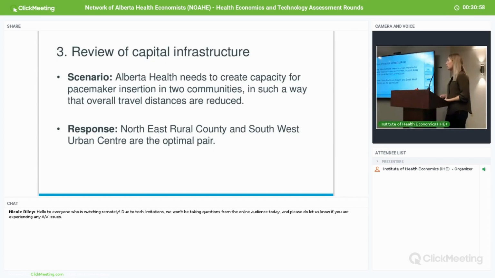So Alberta Health wanted to create capacity for pacemaker insertion into communities in such a way that overall travel distances were reduced, and we would identify a northeast rural community and a southwest urban center as the optimal pair. And so this really checks out. It has a lot of face validity because the results that we were getting did really demonstrate a need in certain populations, and you could see geographically why these results were making a lot of sense.